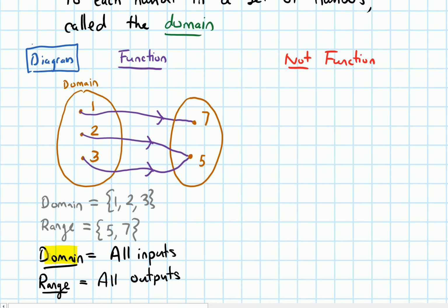All right, so let me just highlight this. So the domain is all the inputs, and the range is all the outputs, and now we have all of those. So let's give an example of something that is not a function.